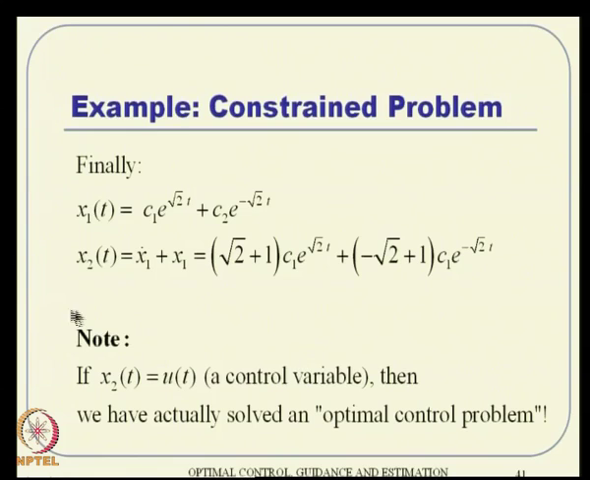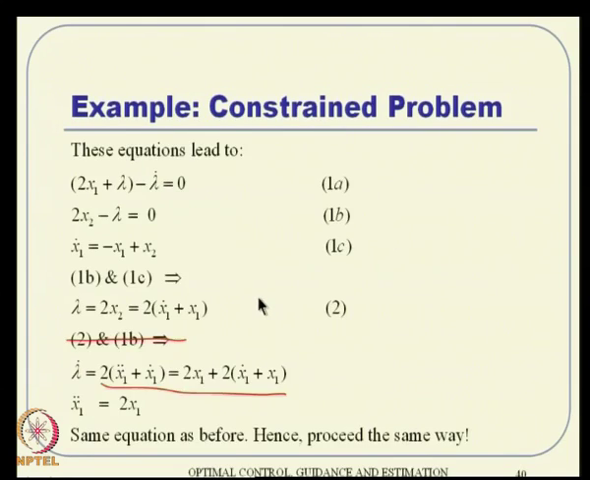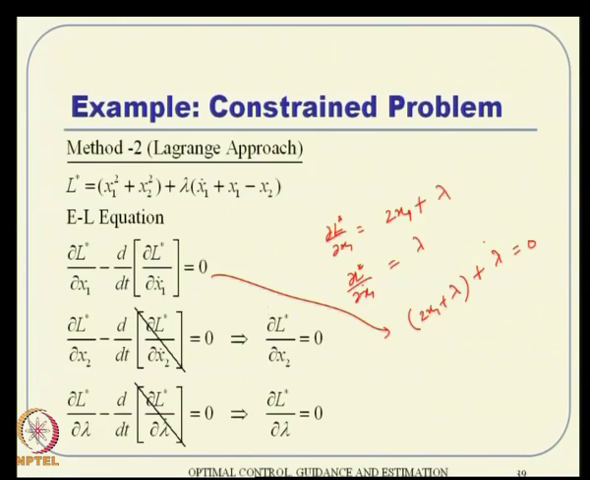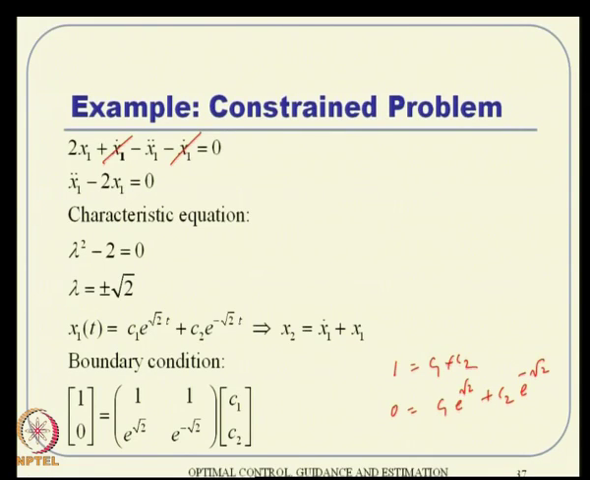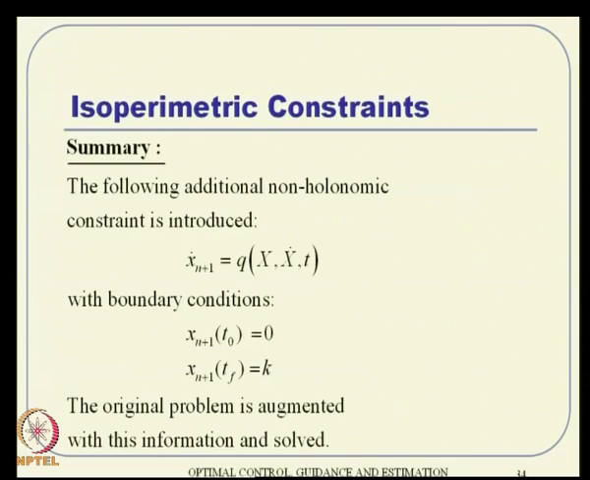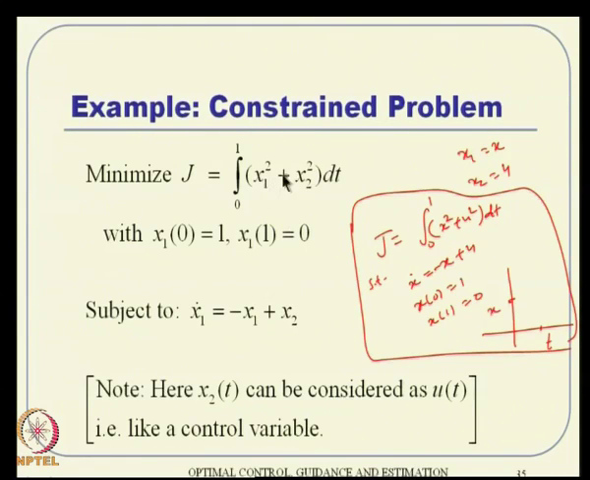So as I told before, if you consider x2 of t as nothing but u of t, that is a control variable rather, then in the process what you have done is we have solved an optimal control problem already. This is not as simple as that, but we want generality, generalization, and more powerful things. But this will also give you some sort of connection between calculus of variation and the optimal control problem. That's the motivation of having this example here. So this is what we are gearing up towards in the next class.